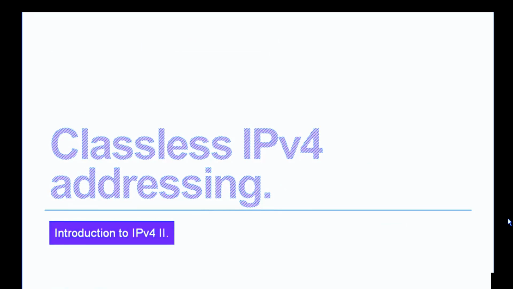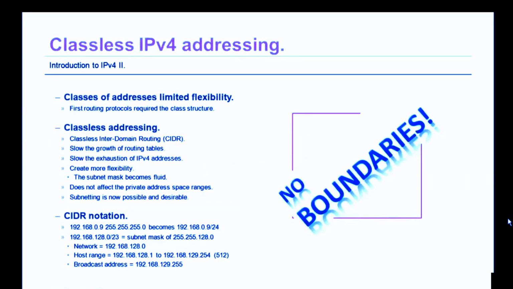Now let's move on to classless IPv4 addressing. The classes of addresses actually limited the flexibility of IPv4. Part of the reason for that was that the first routing protocols required the class structure. And you would think that with over 4 billion possible IP addresses that we'd still have flexibility, but we really didn't. Classless addressing, which is called Classless Interdomain Routing, or CIDR, was developed to slow the growth of routing tables. It also slowed the exhaustion of IPv4 addresses. It also created much more flexibility.